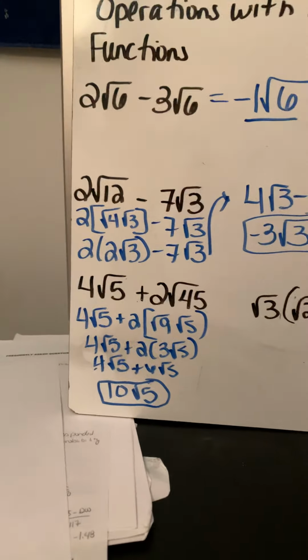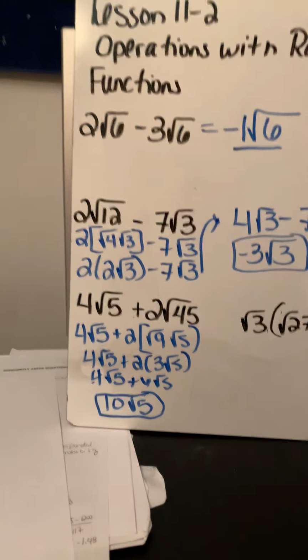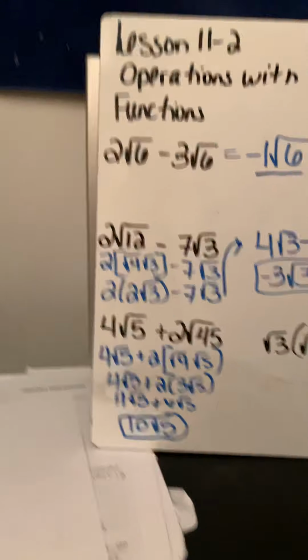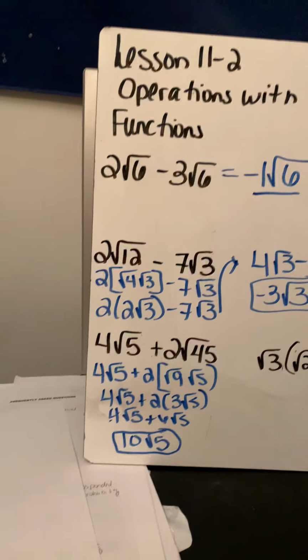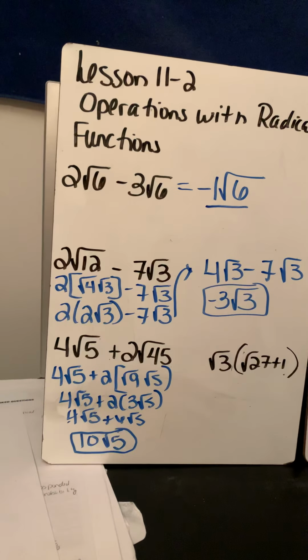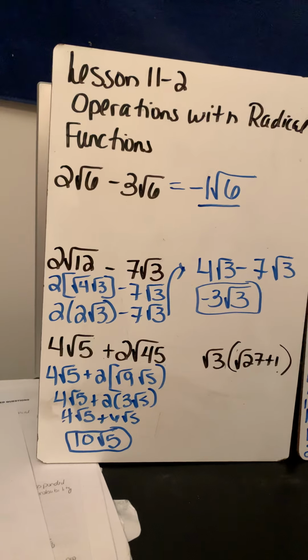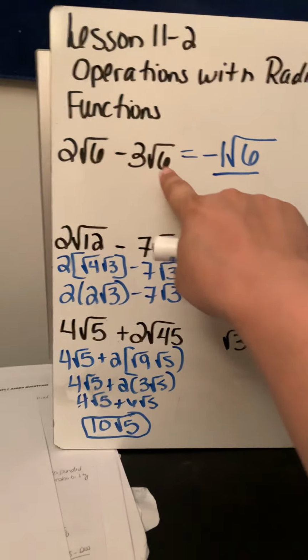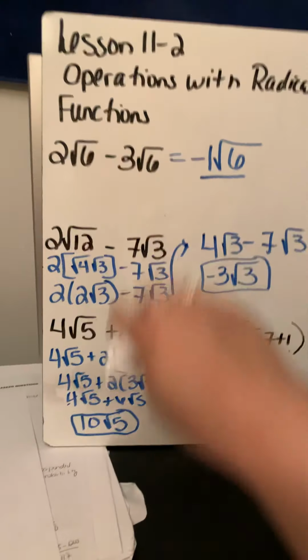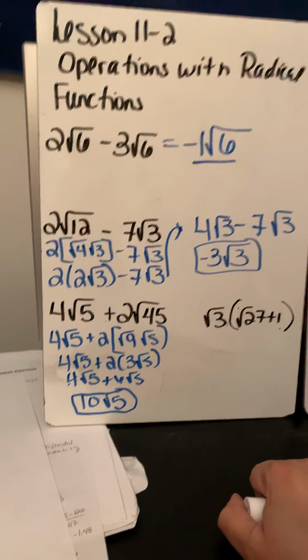So pretty simple when you're dealing with adding and subtracting. You just have to make sure there are like radicals. And if there's no way that they can have like radicals, or there are no like radicals, then leave it big. So if this would have been a 7, for instance, I would have just left it 2 root 6 minus 3 root 7.